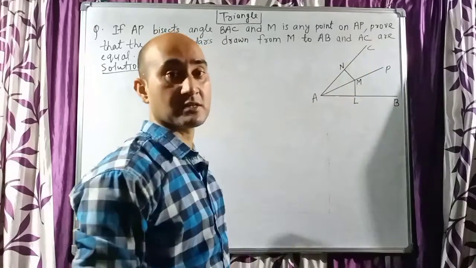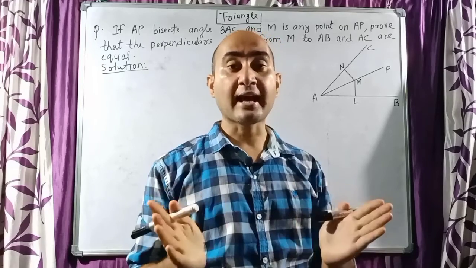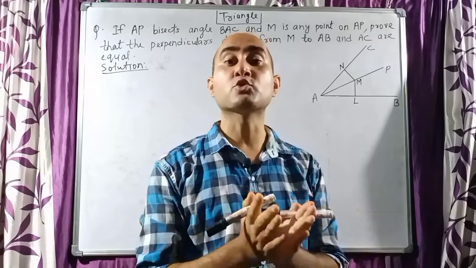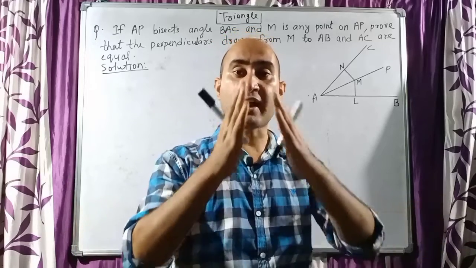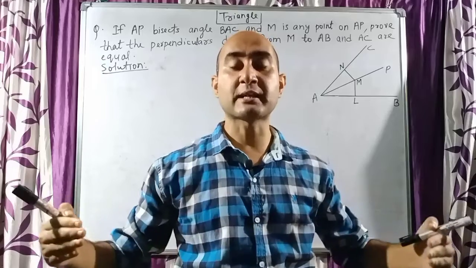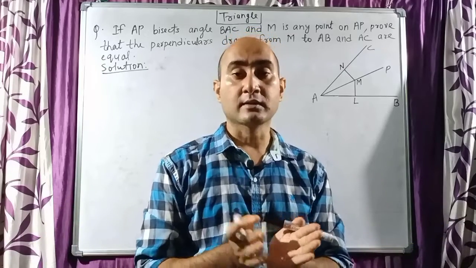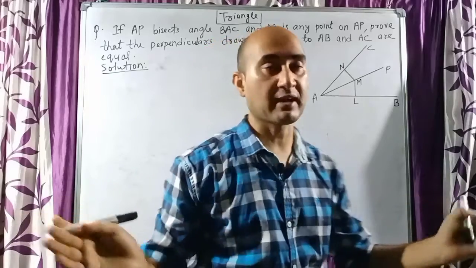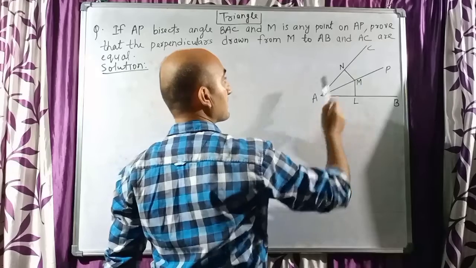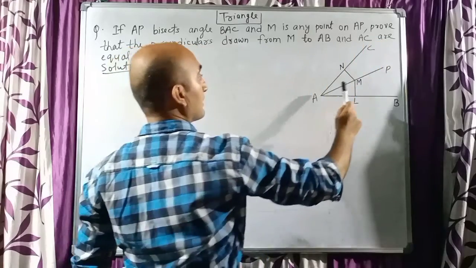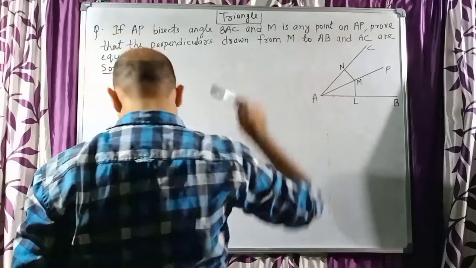Now bisecting means, what is the meaning of bisector? Bisector means a line which divides anything into two equal halves. If it is a straight line, dividing into two equal halves means 10 centimeter becomes 5. Like that, if it is an angle, then 90 degree becomes 45. That means this AP is a bisector of angle BAC, and on AP there is one point, any point, named as M. So far this is the question.